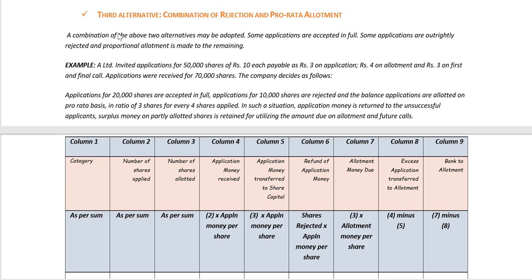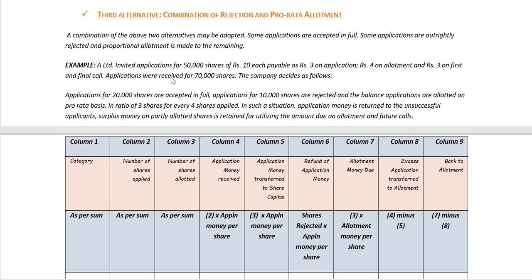Let's go on to the third alternative, combination of rejection and pro-rata allotment. A combination of the above two alternatives may be adopted, where some applications are accepted in full, some applications are outrightly rejected, and proportional allotment is made to the remaining. We understand this by means of an example.